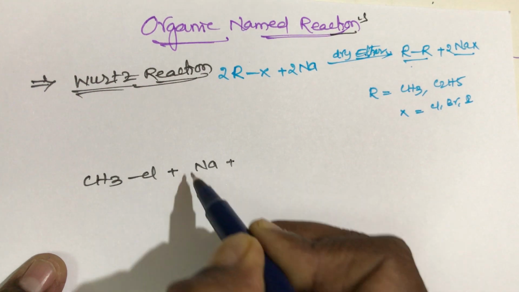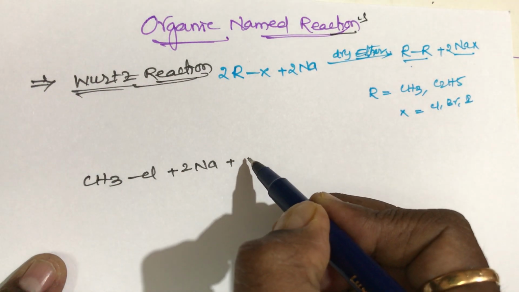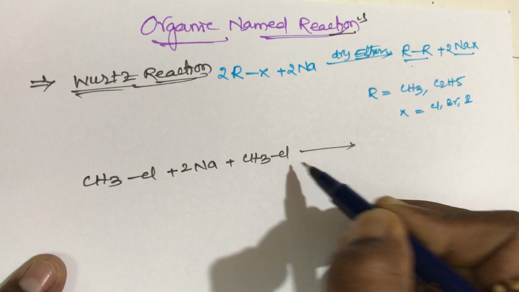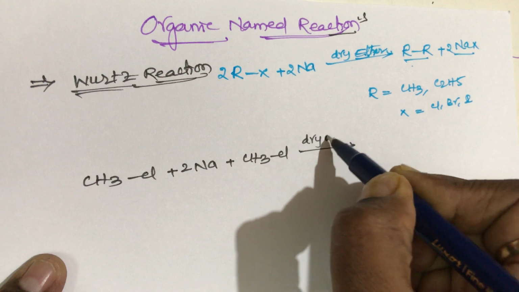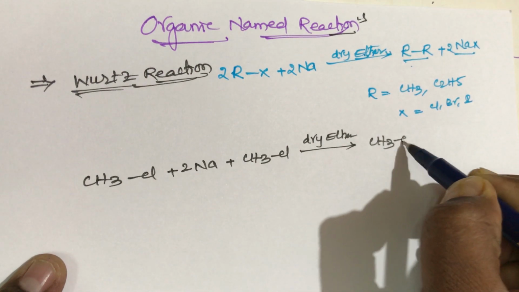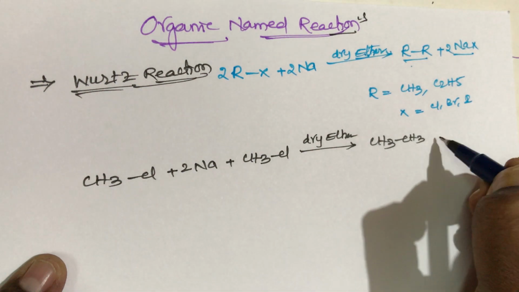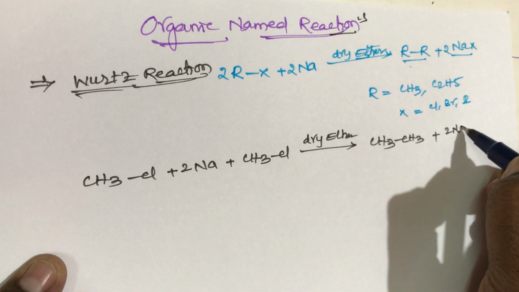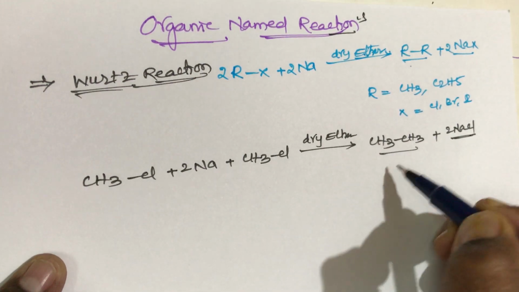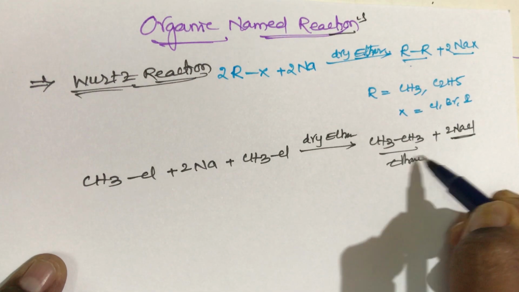We take 2 moles of sodium and 2 moles of methyl chloride. In the presence of dry ether, ethane will be formed: CH3-CH3 plus 2 NaCl. The product is called ethane, students.